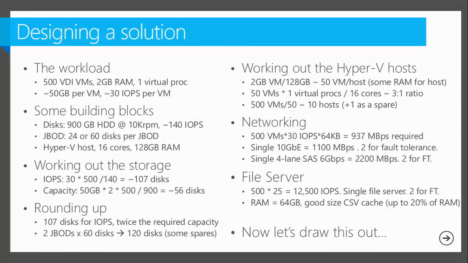It's just an example. 50 VMs times 1 virtual processor per VM. It's 50 virtual processors. Divided by 16 cores, you have about a 3-to-1 ratio of virtual to physical cores. That sounds about right. How much is too much? It depends, right? Typically, anything less than 4-to-1 is fine. I've seen folks do more. I've seen folks do less.